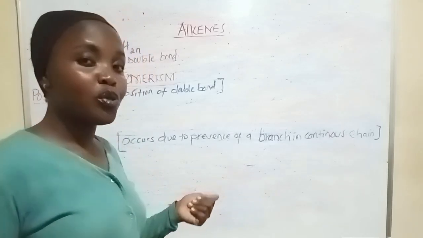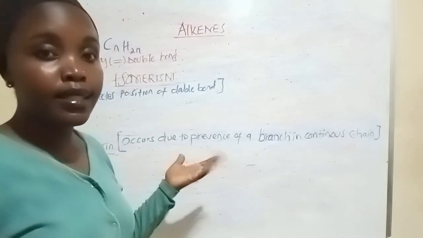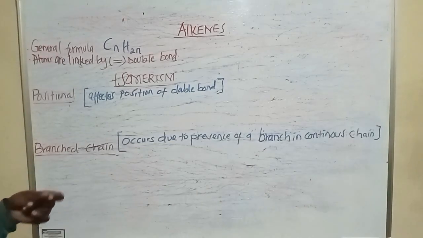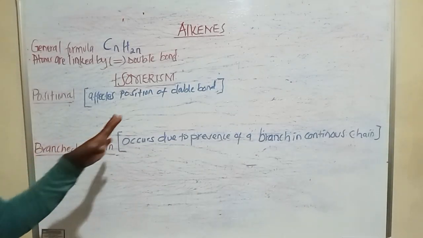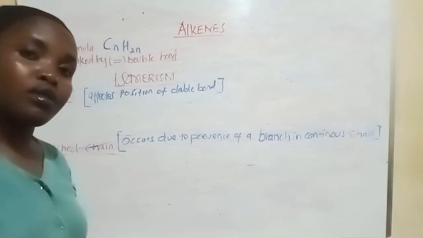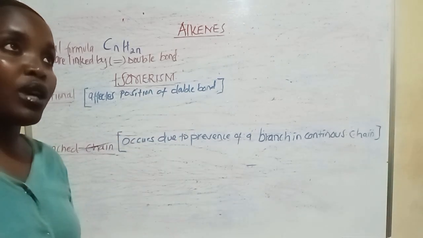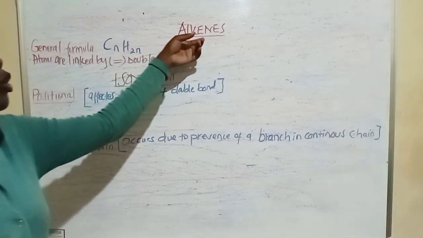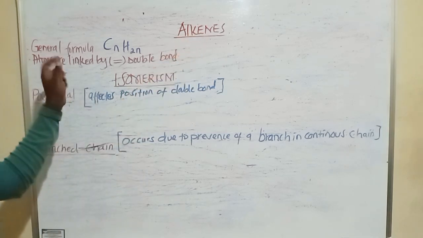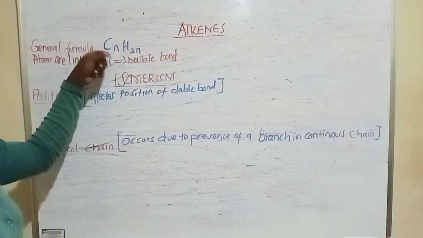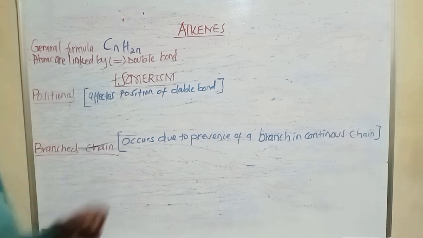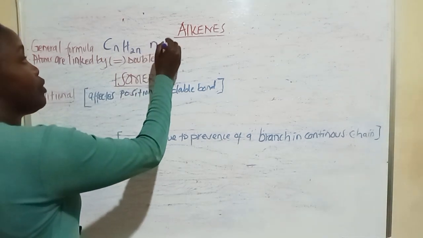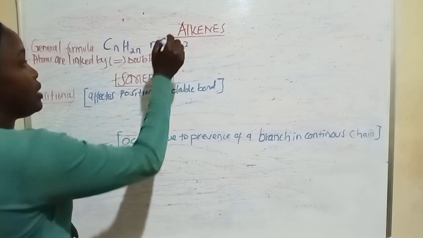In this unit we're going to talk about alkenes and isomerism of alkenes. So what are alkenes? Alkenes are a group of hydrocarbons. Remember we said we have three groups of hydrocarbons: alkanes, alkenes, and alkynes. Alkenes conform to a general formula of CnH2n, where n is a number starting from 1 and going on like that.